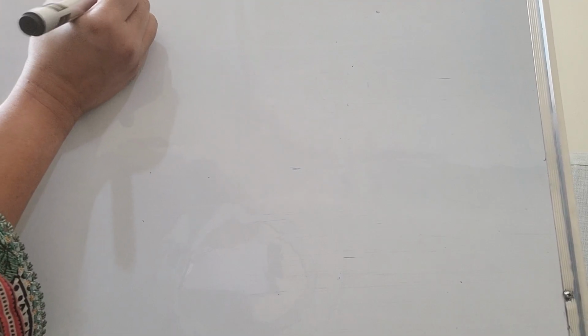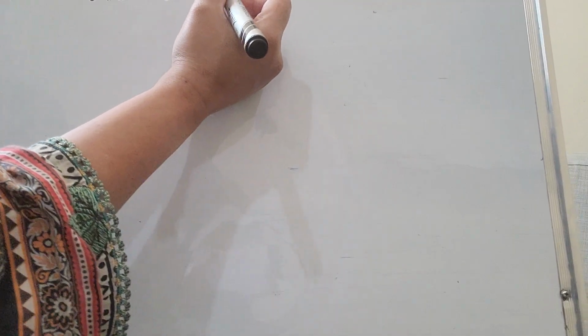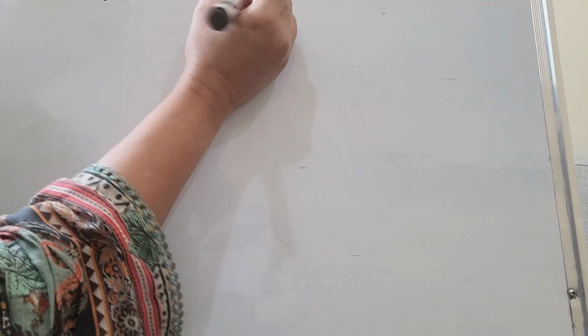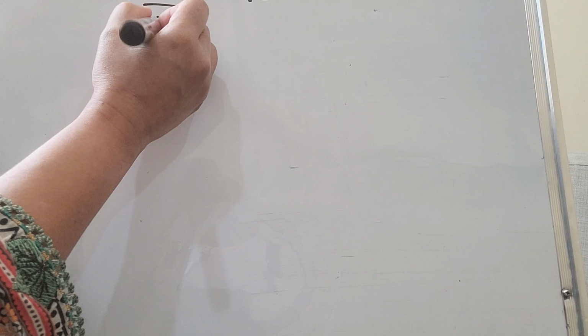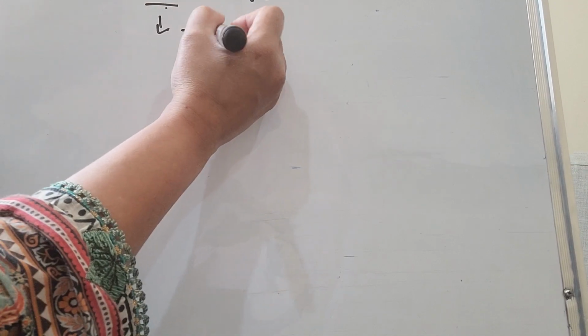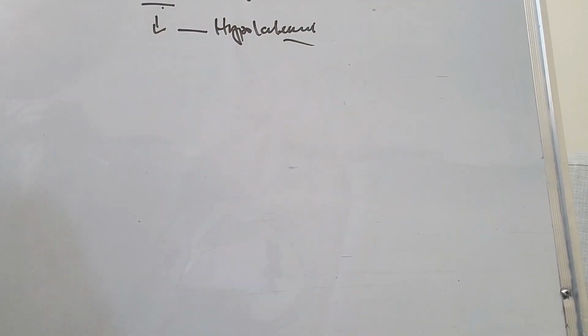The normal value is 3.5 to 5 millimole per liter. So this is the normal value of potassium. If the potassium is lower than 3.5, if the potassium is less than 3.5, we call it hypokalemia.